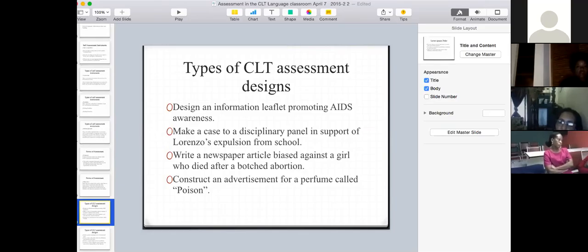Write a newspaper article biased against a girl who died after a botched abortion. Again, something that's so common that happens. But the issue here is that our Caribbean students have become so used to hearing these things that it almost doesn't matter to them when it is brought up. Now, a major issue with that, and we said it in classes before, is that the students have to connect with what they're learning in order to learn effectively. If I have no feelings about what I'm doing, then it's going to reflect itself in the way I write. It means I'm going to be mundane, monotonous, my sentences are going to be simple, I'm not going to have a very broad vocabulary.